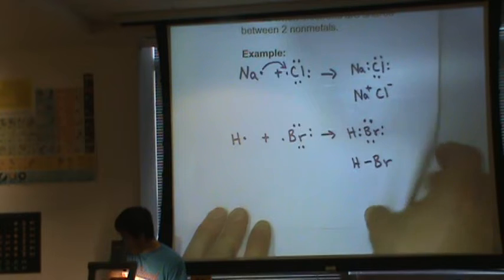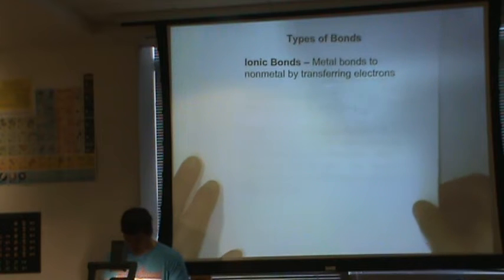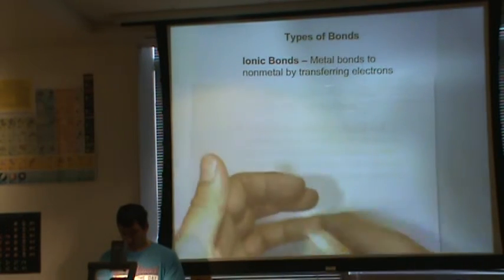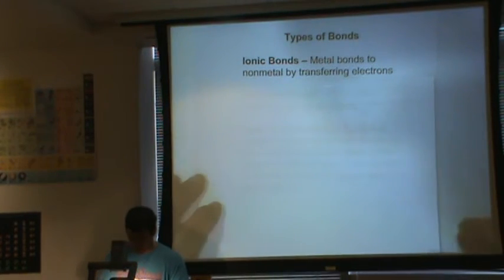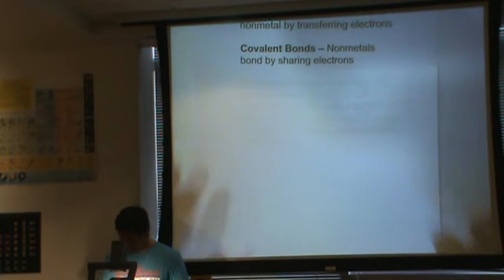All right. Let's go over various types of bonds. Some of these are going to be familiar because we're talking about ionic and covalent bonds again. An ionic bond, again, is a metal bonded to a nonmetal by transferring electrons. The metal is going to give away its electrons, the nonmetal is going to accept them. They're going to have noble gas configurations, they're going to be happy. Covalent bonds, again, are nonmetal bonds formed by sharing electrons.